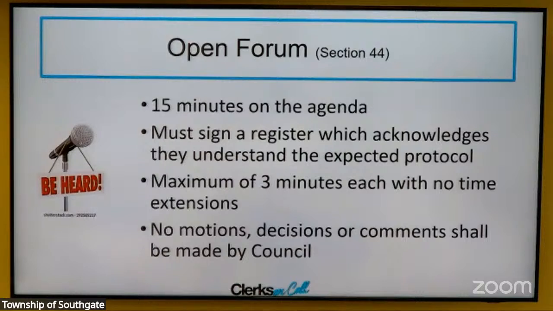And the last piece of the public participation section deals with open forum. Not all municipalities in Ontario have open forum in their council meetings, but recognizing that it is your practice to do so, we've included this provision as section 44 of the draft bylaw. And I'll answer your question at the end, Your Worship.